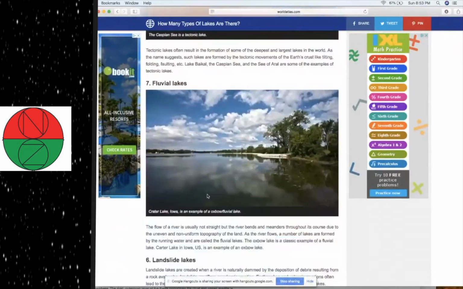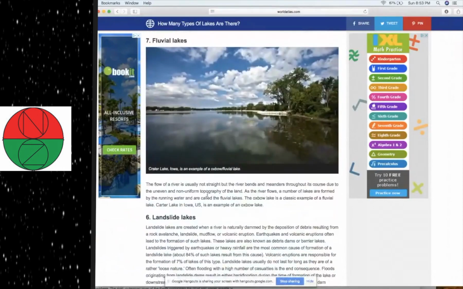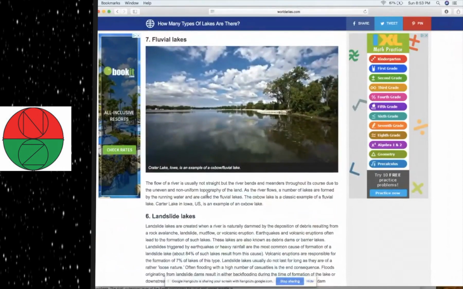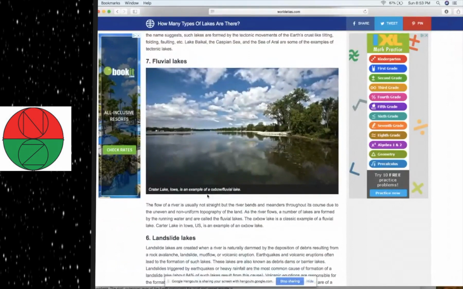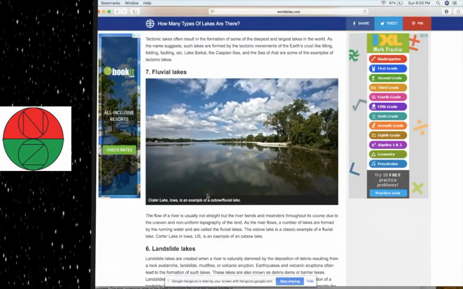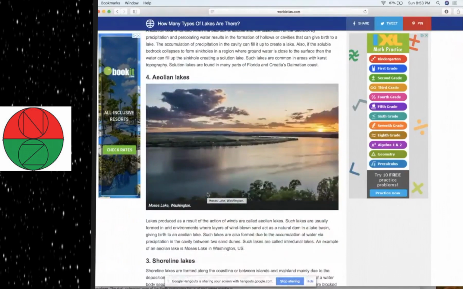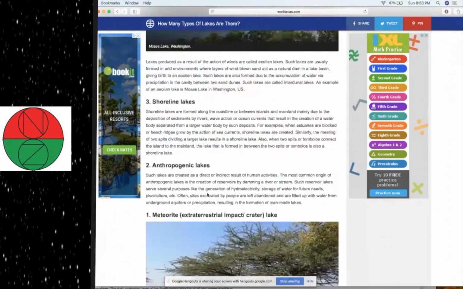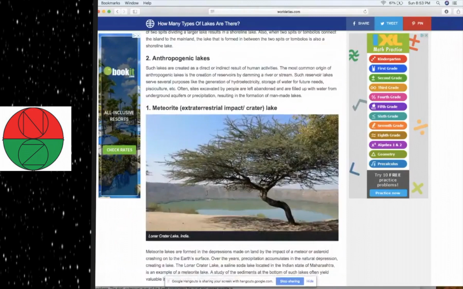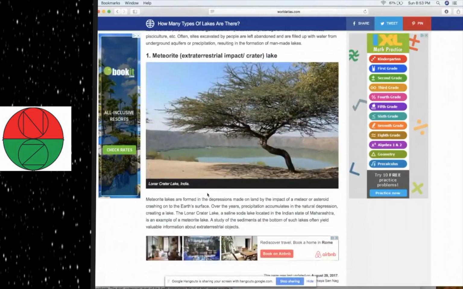And I'll just run through the other lakes. There's lakes called fluvial lakes, all right? The flow of a river is usually not straight, but the river bends and meanders through its course due to the uneven and non-uniform topography of the land. As the river flows, a number of lakes are formed, all right? So those are fluvial lakes. Then there's landslide lakes. You can read about that. There's solution lakes, aeolian lakes, shoreline lakes, anthropogenic lakes, and meteorite lakes, all right?